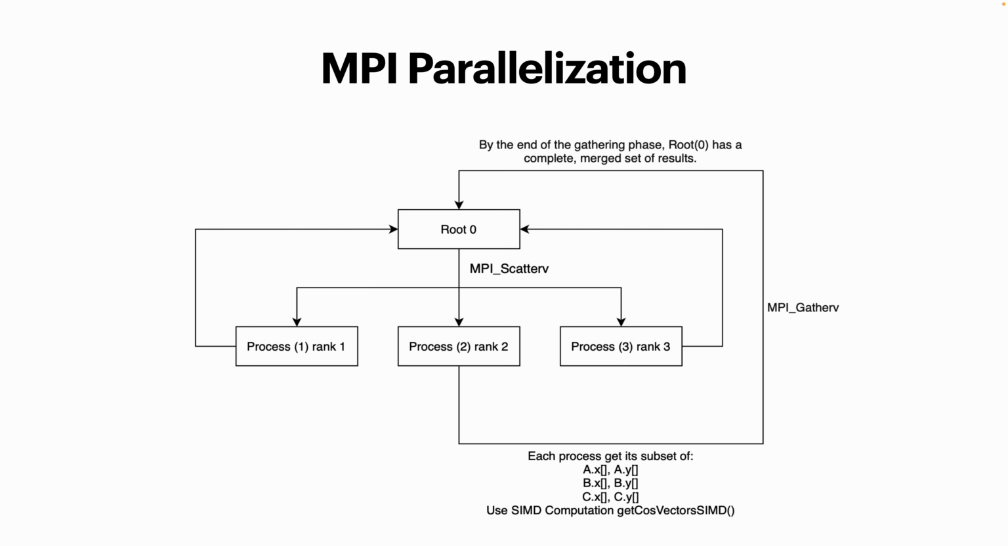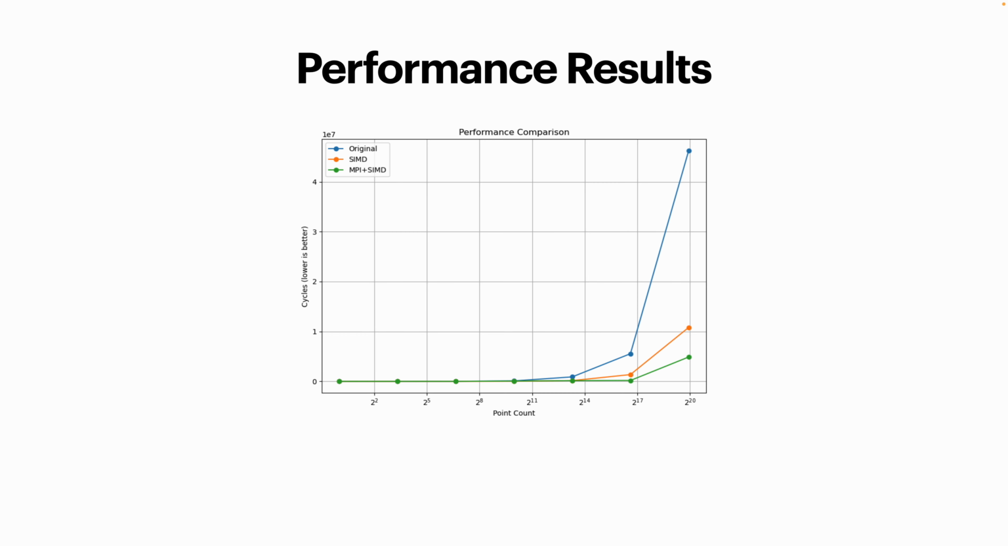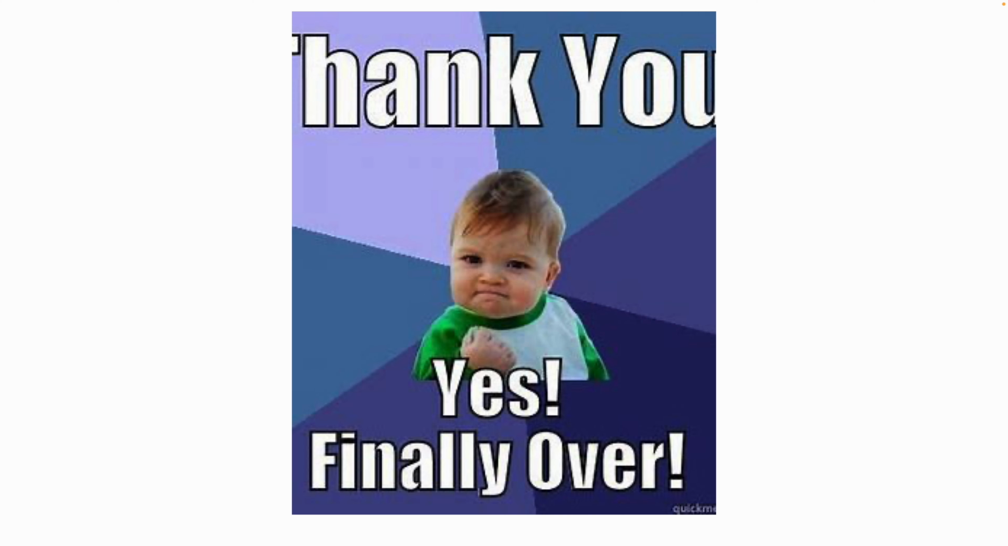While MPI adds some startup overhead, once we have multiple processes running SIMD-accelerated code in parallel, the improvement for large datasets is substantial. By combining data-level parallelization, aka SIMD, with process-level parallelization, MPI, we achieve scalability and handle significantly larger workloads efficiently. And the performance results from our code show how MPI plus SIMD outperformed the original code on the plot. And that's everything. Thank you for your time.